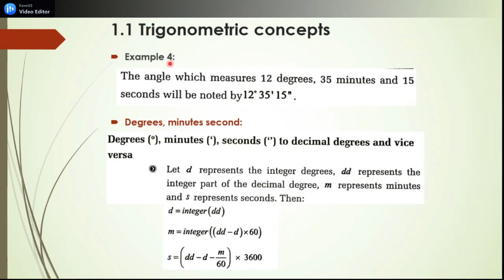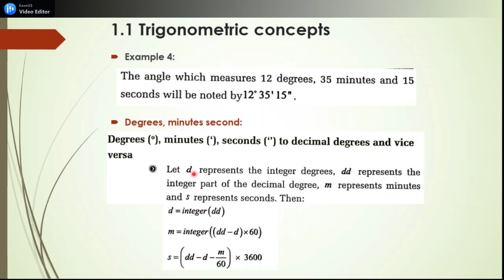Example number 4. The angle which measures 12 degrees, 35 minutes, and 15 seconds can be written as here you see. Here we have a point of degree, minutes, and seconds. We can change degree, minute, second into decimal degree and vice versa.